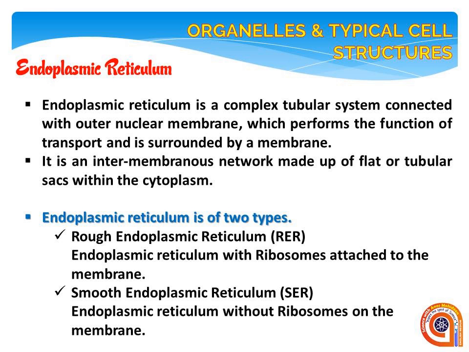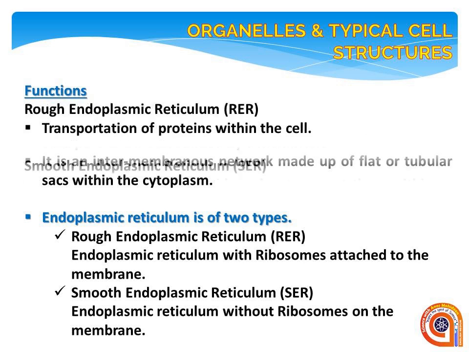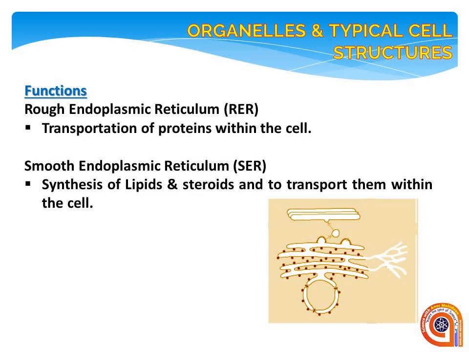Rough endoplasmic reticulum means the reticulum with ribosomes attached to the membrane, and smooth endoplasmic reticulum is without ribosomes. So this is how you term rough and smooth endoplasmic reticulum. And what are the functions? Separately, we are giving the functions for them.